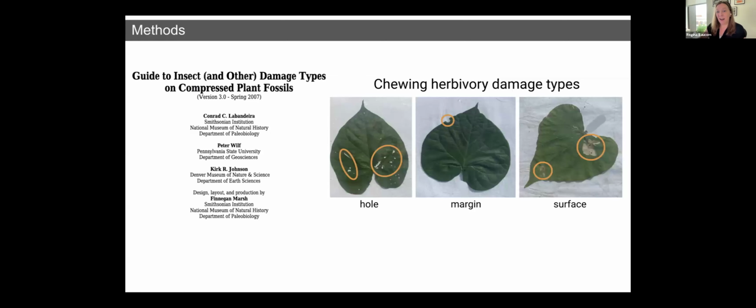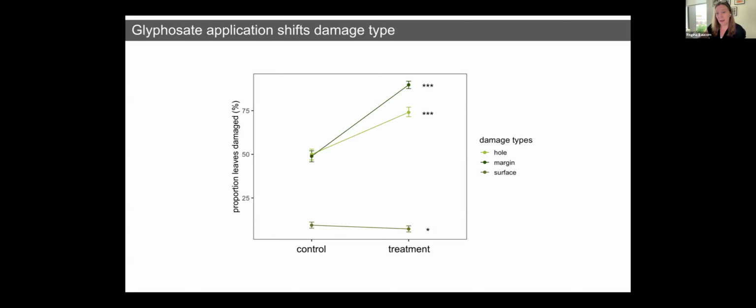Now, Grace also assessed what kind of herbivory damage each leaf was showing. So for each of the 5 leaves, she said, is there hole damage, is there margin damage, or is there surface feeding damage? And from this, she assessed how did the patterns of different types of feeding change in the presence of herbicide. And so I'm showing you here on the y-axis the proportion of the leaves that were showing each type of damage. And we can see that in the presence of glyphosate in the treatment environment, there's more hole and margin damage. There's significantly more margin damage than there is hole damage. However, in the presence of glyphosate, there's lower surface feeding.